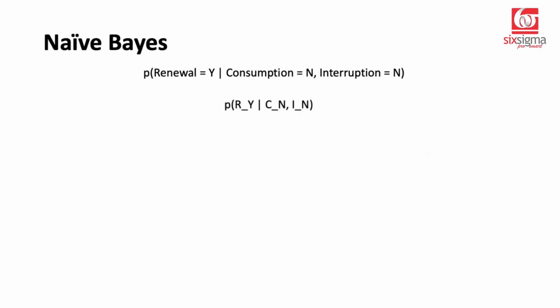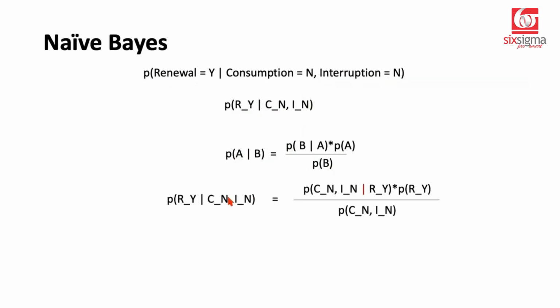Now coming back to our question was whether a customer would renew or not, provided we know that the consumption was not usual and there was no interruption. We can write this in short like this. So we've just taken the initials and the underscore, just to simplify the way we write it. Now, remember the formula for conditional probability? So for the time being, just treat these two, consumption no and interruption no, as one event. And just try to fit the formula for conditional probabilities. You'll get something like this.